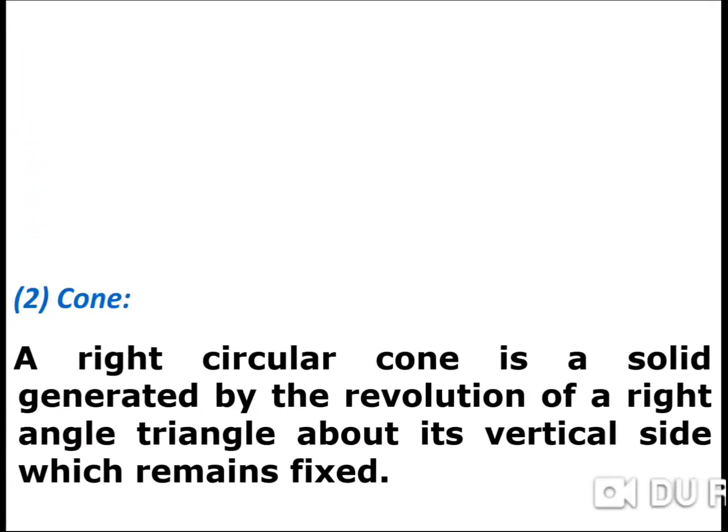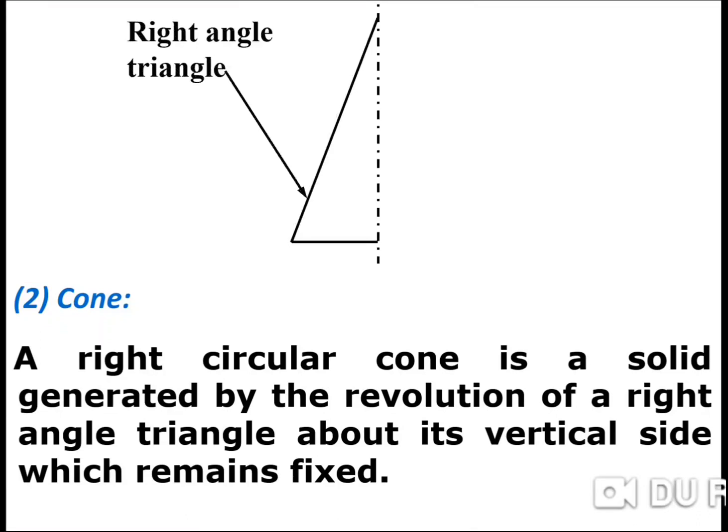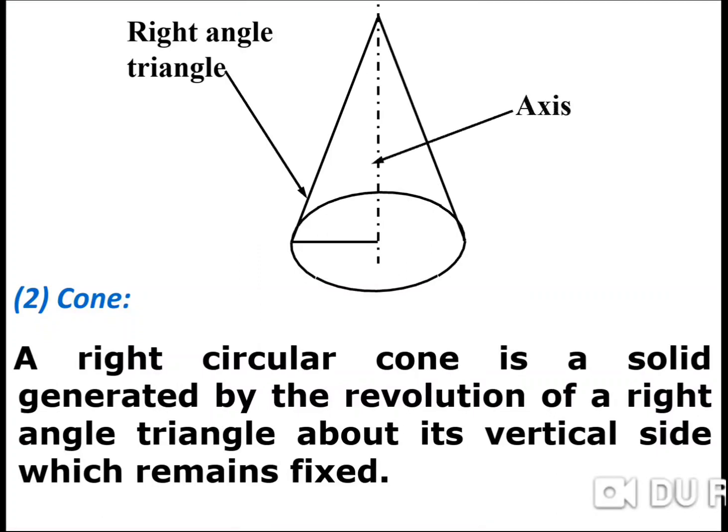Cone. A right circular cone is a solid generated by the revolution of a right angle triangle about its vertical side, which remains fixed. Here the axis, that is the vertical side, remains fixed. We take the right angle triangle and revolve it, and that path is traced here to form a cone. That is the axis, fixed, with the base.